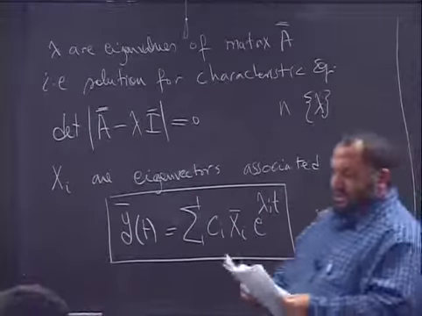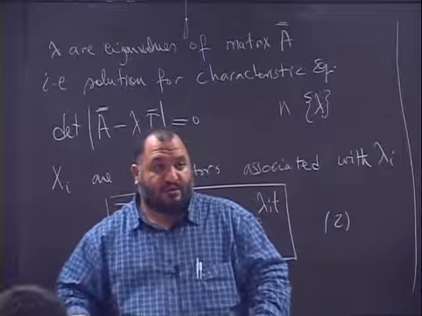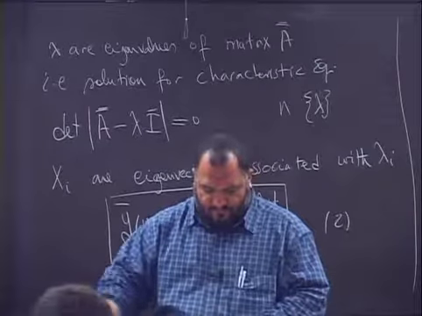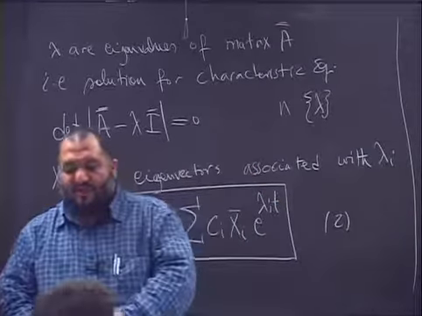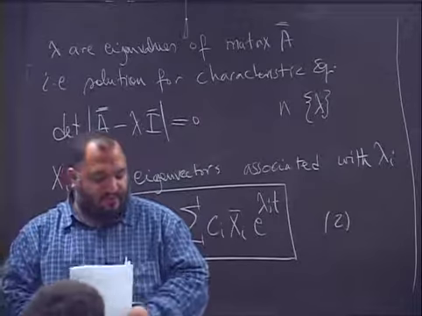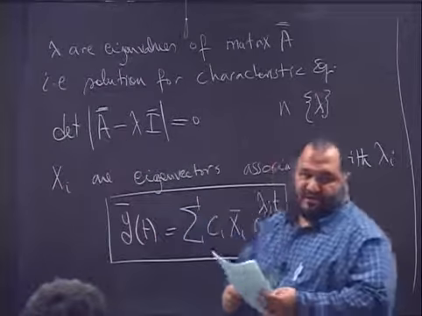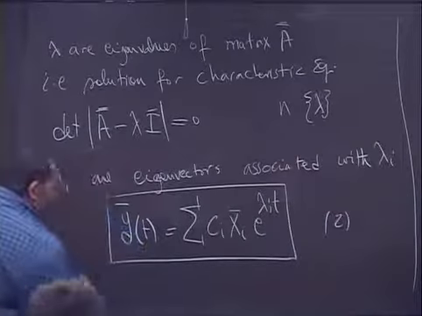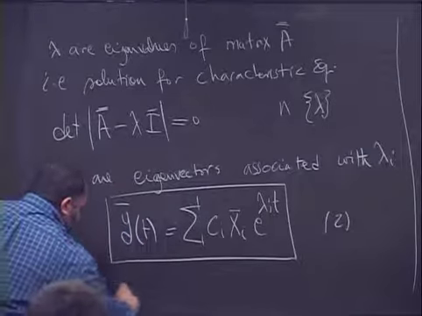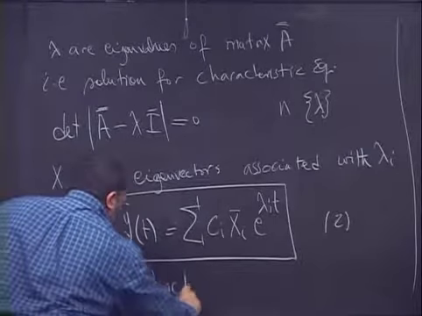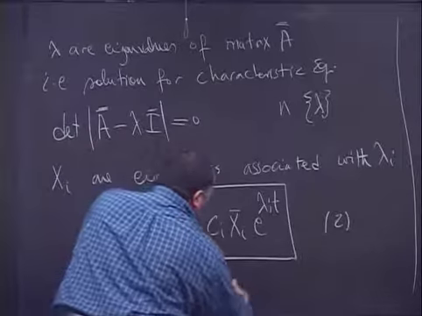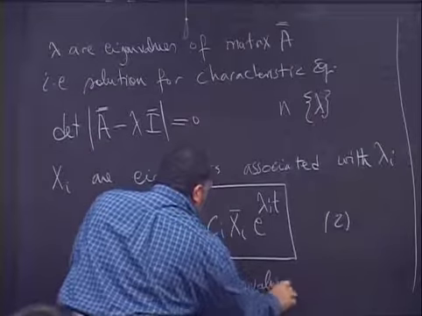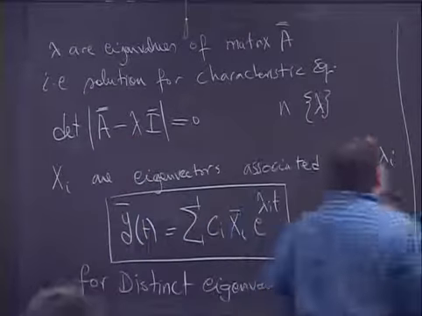Okay guys, do you have any questions so far? This is if we have distinct eigenvalues. So we'll have this solution. So this is for distinct eigenvalues. What if we have degenerate eigenvalues?